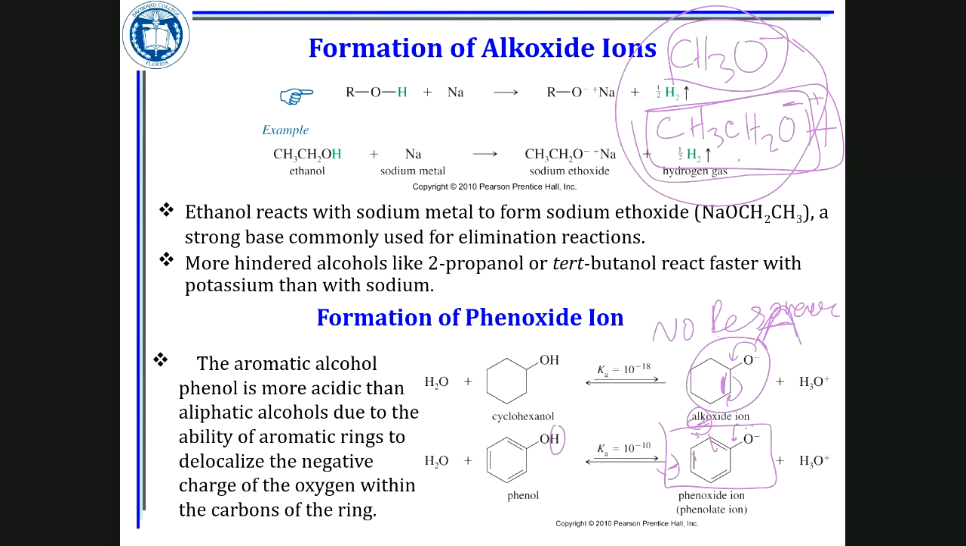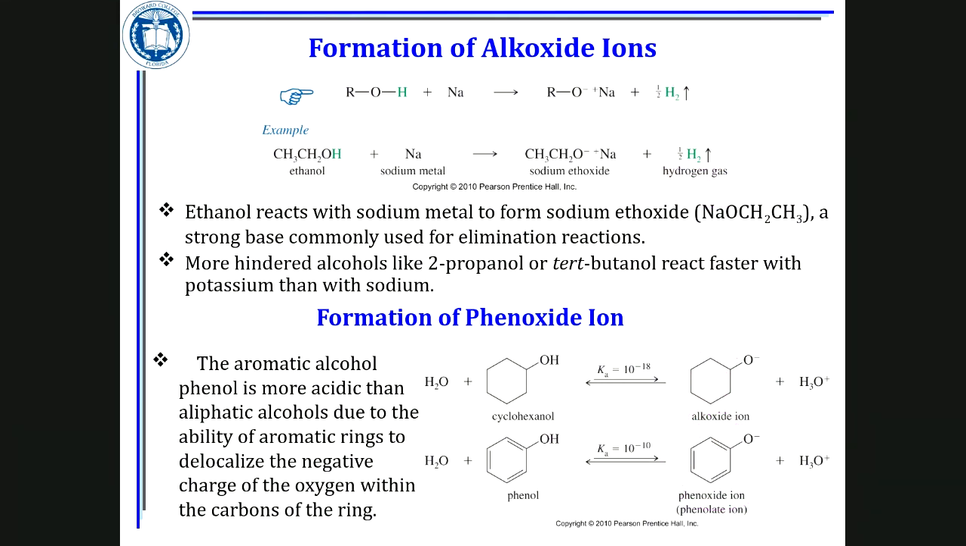Under what condition can it lose the hydrogen better? Under the condition that the conjugate base that comes up as a result is more stable. So comparing these two, cyclohexanol, pKa of 18, phenol, pKa of 10. Phenol is a much stronger acid compared to cyclohexanol.